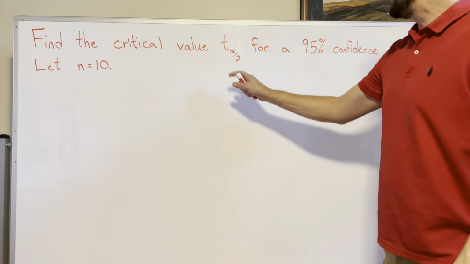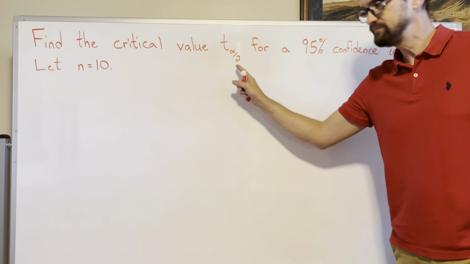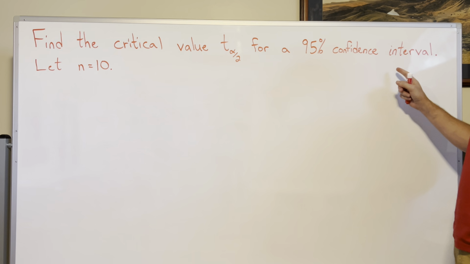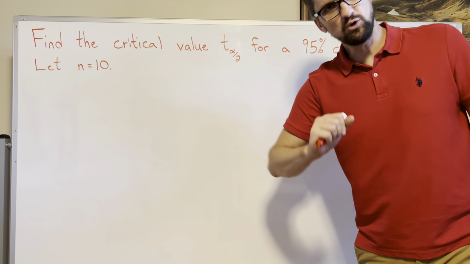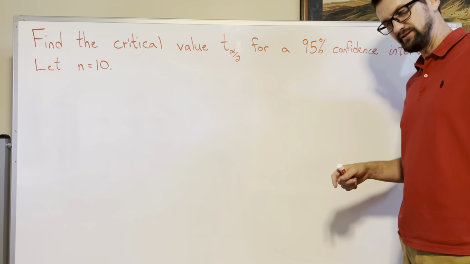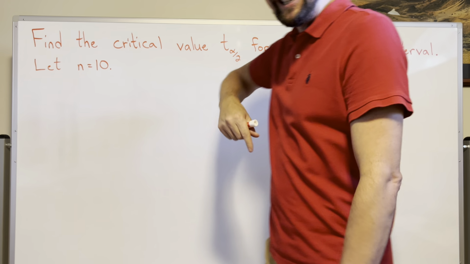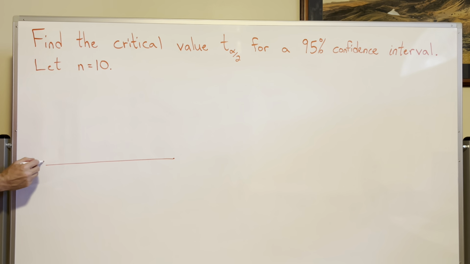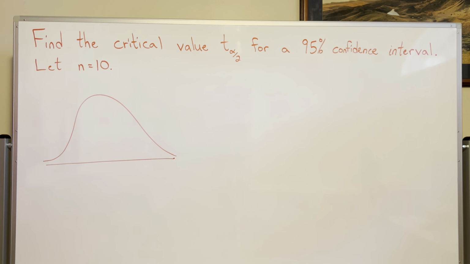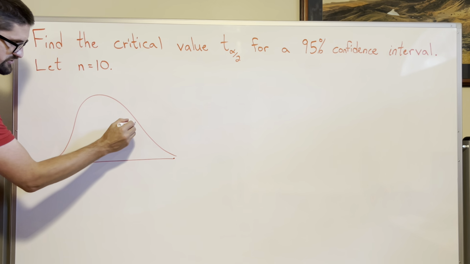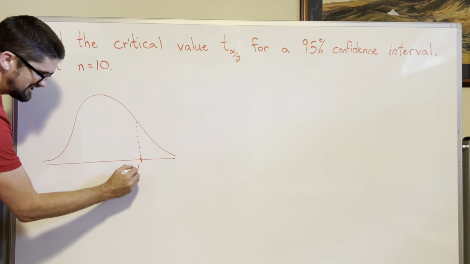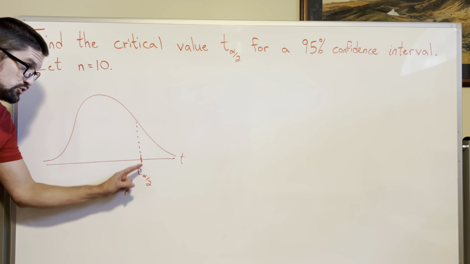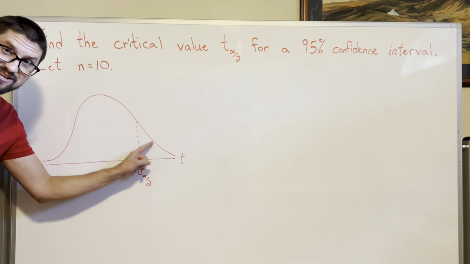Find the critical value t alpha over 2 for a 95% confidence interval. Let n equal 10. n is the sample size, so the sample size is 10. Now t is a normal distribution, so it's that bell-shaped curve. And t alpha over 2 is going to be right here, where the alpha over 2 is this area right here.